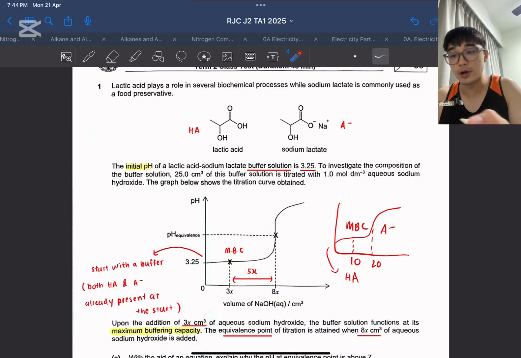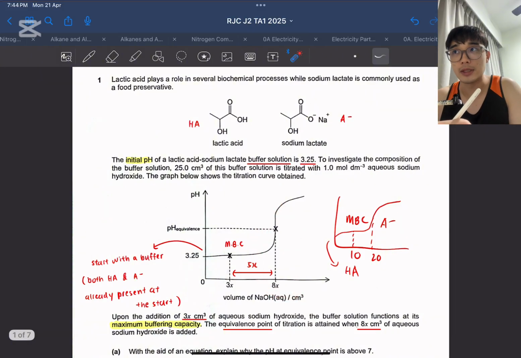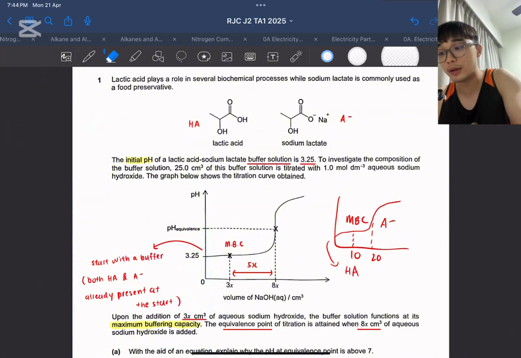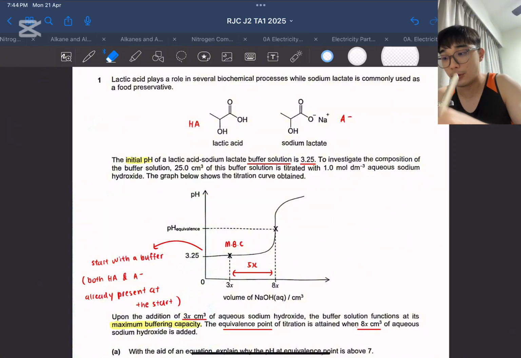Now, a lot of you would think if this is 8x, that means the half equivalence will be 4x. And you would think that 4x is the MBC, but no, that's not the case here because at the very beginning, we're already starting with two species. Normally, we start with one, so that's why rules like half equivalence is MBC will hold. But here, if you already have both species present, things will start to become a little bit different. So let's go over to the questions now.